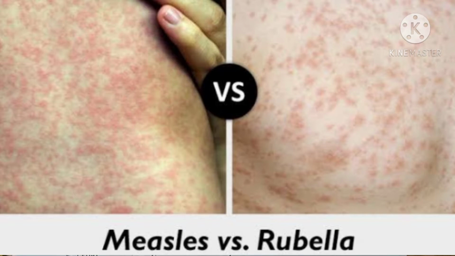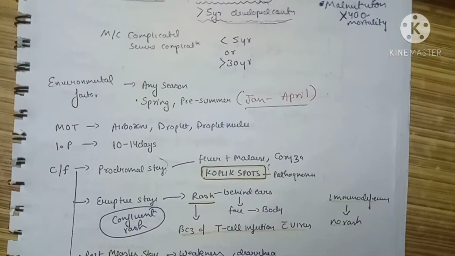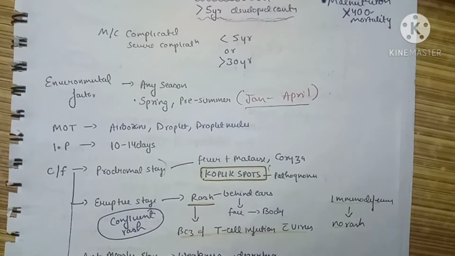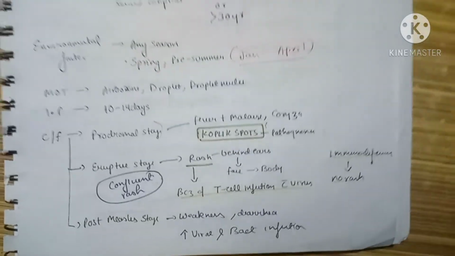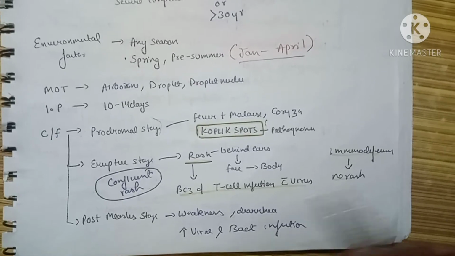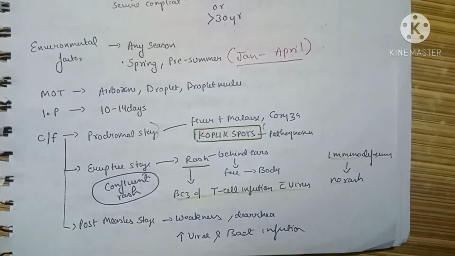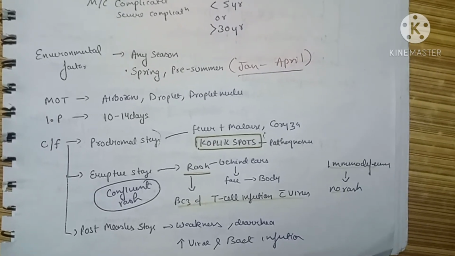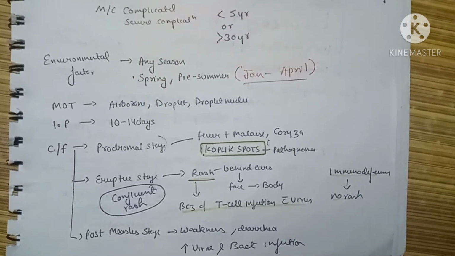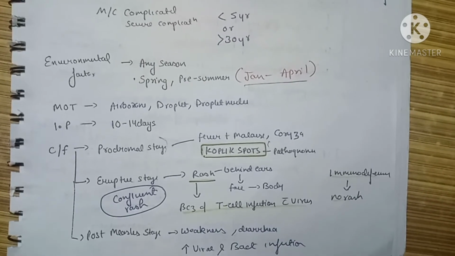Now, the cause for this rash is that near the small arteries in the skin, the immune cells attack the virus-laden cells, and this leads to the appearance of rash. Now, in an immunodeficient person, this rash will not be seen. Talking about the post-measles stage, the child is very weak, and he will have diarrhea, and due to this weakness, he will be immunocompromised, and there are more chances of him getting a bacterial or a viral infection.